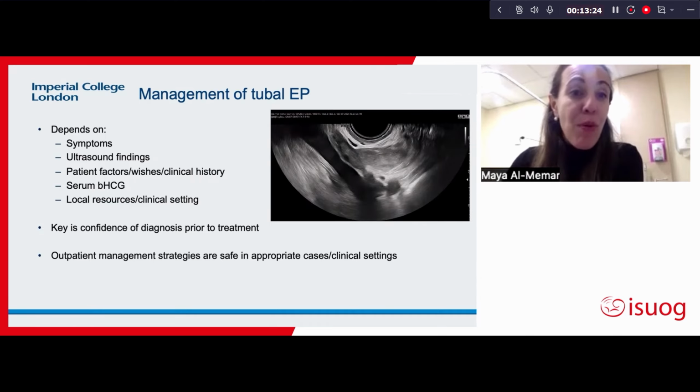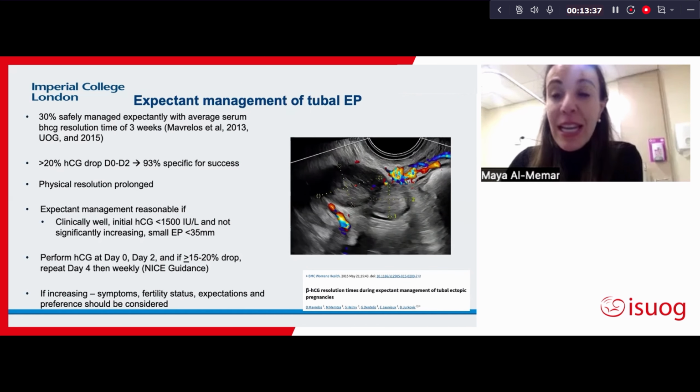The key prior to any management is ensuring that you are confident of the diagnosis prior to treatment. On the whole, outpatient management strategies are safe depending on the clinical setting you work in. Let's look first at expectant management. Well, we know from the data by Mavralos et al. that 30% of tubal ectopic pregnancies can be safely managed expectantly.